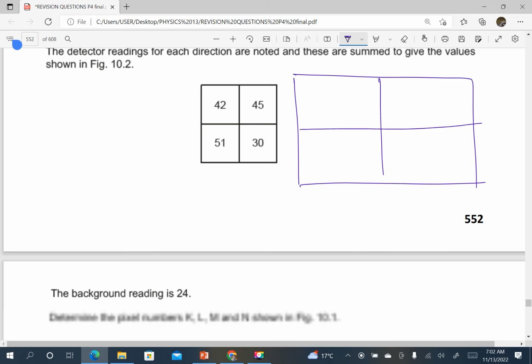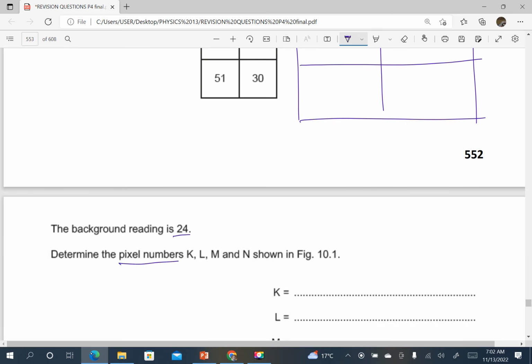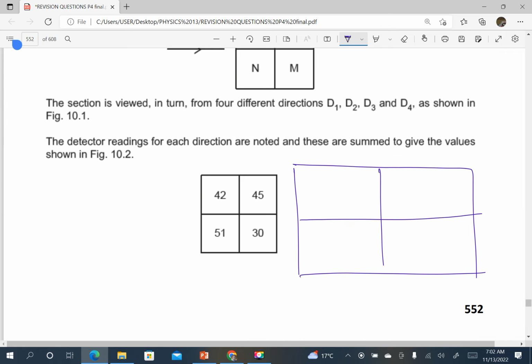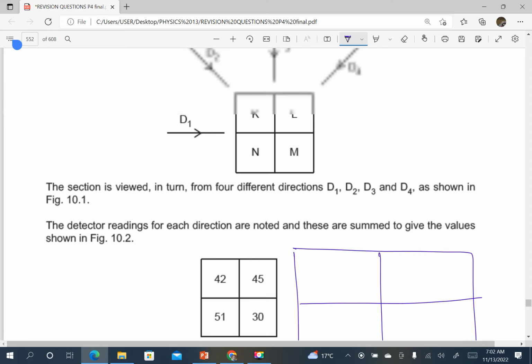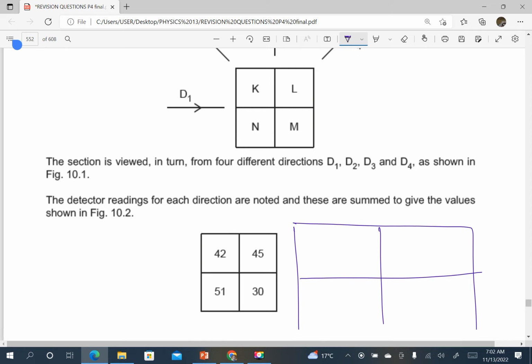So the background reading is 24. Remember, we subtract the background reading to determine the pixel numbers K, L, M, and N. We first subtract the background reading and then divide by 3, because we are making allowance that three more views were taken.